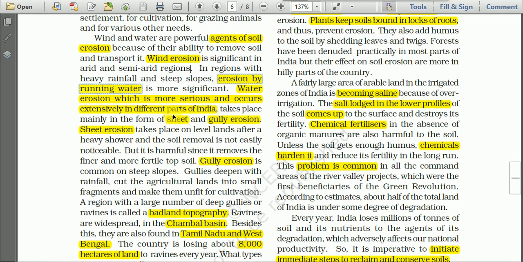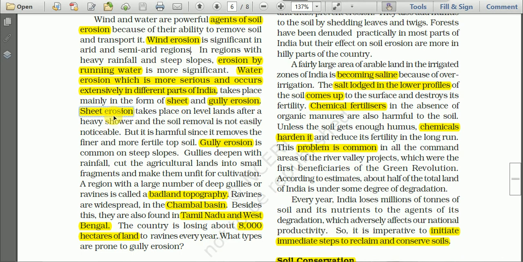And in case of India, water erosion, which is more serious and occurs extensively in different parts of India, takes place mainly in the form of sheet and gully erosion. Okay, so in case of India, water erosion is more serious, more widespread, and it takes place mainly in the form of sheet erosion and gully erosion. So these are the two types of soil erosion: sheet erosion and gully erosion.